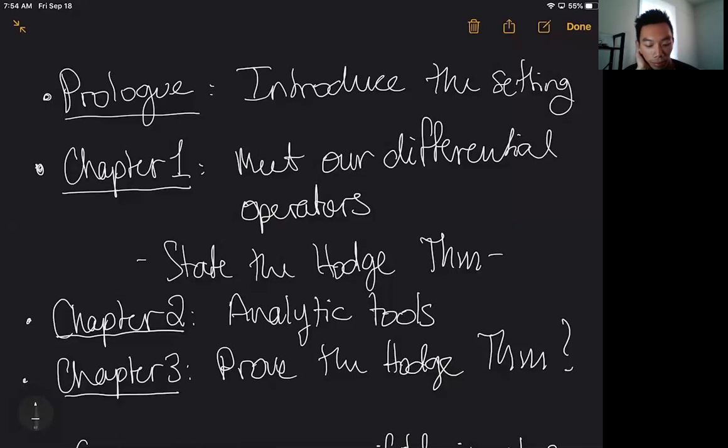So before we begin with new material, I want to go over what we did last time, as what we're going to do this time builds off of that. But just sort of in words. So the first thing that we did last time was introduce our setting. So we're working on a compact complex manifold with a Riemannian metric.